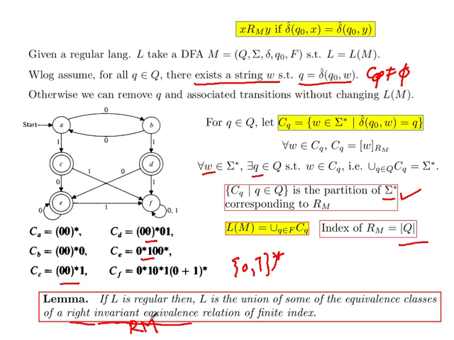As you saw, L itself is just the union of some of the equivalence classes, and it has finite index because the index is precisely the number of states in this M. So that is finite. It's a finite automaton, right? So this part is proved.